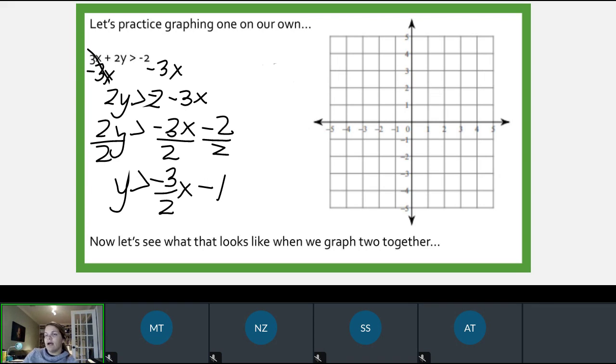All right, so let's go ahead and graph. My next step was to graph using the y-intercept. What is my y-intercept here? Negative 1, very good. So I'm going to put a point at my y-intercept of negative 1. Then I'm going to use my slope, which is down 3 and to the right 2. I can also go up 3 and to the left 2.